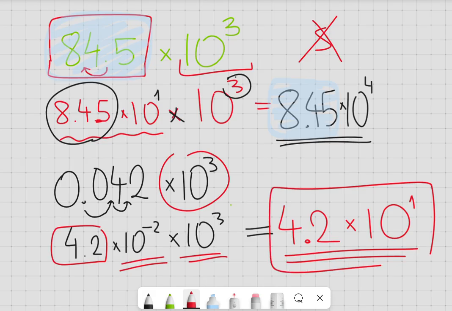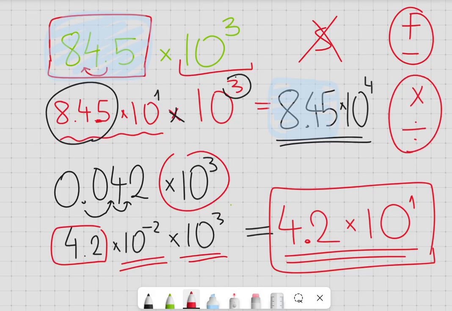And with this we have covered scientific form, standard form, scientific notation, no matter how you call it. In the next lesson, we will actually cover how to perform plus and minus using scientific notation, and how to do multiplication and division using scientific notation.